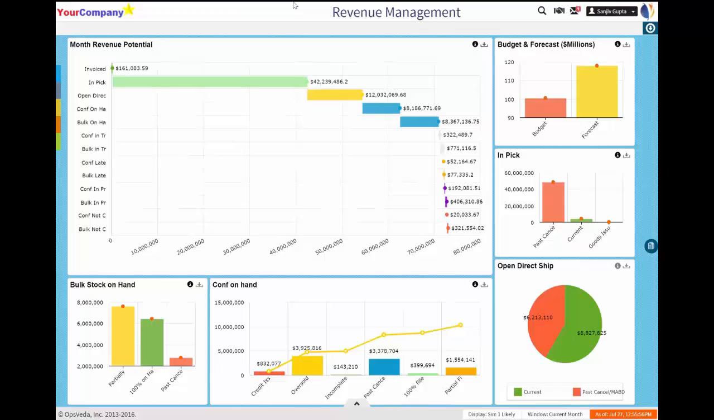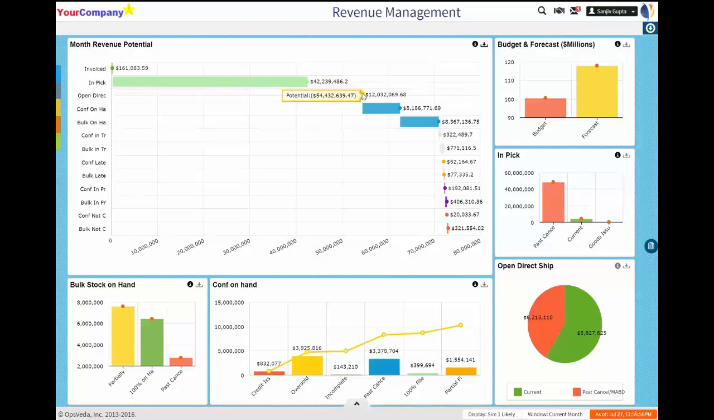Let's take a look. This is a typical OpsVeda revenue management storyboard. Different customer storyboards can vary. The solution is highly configurable, specific to a customer's business process and business model. This tells me the real-time view of where my business is at this very moment. Which portion of my commit for the period is completed, which portion is high potential in pick within the various distribution centers, and therefore clearly it's high potential from a revenue perspective.